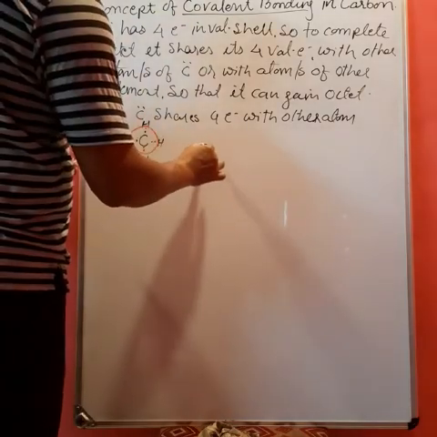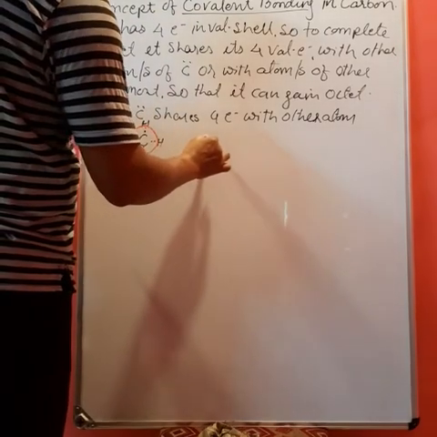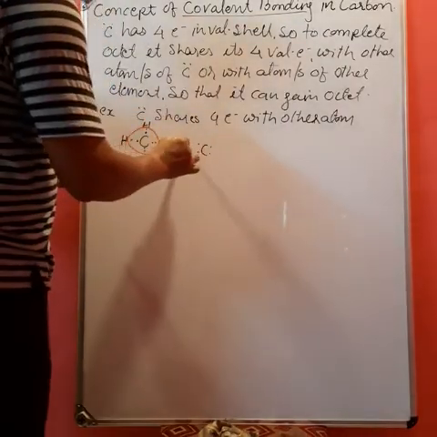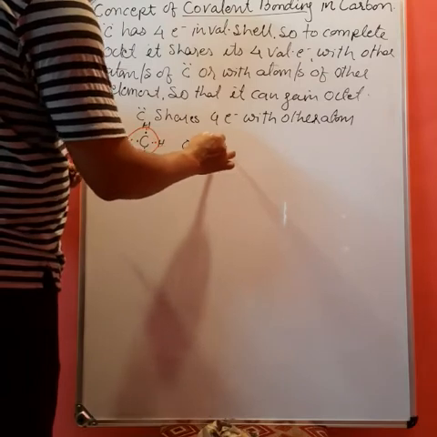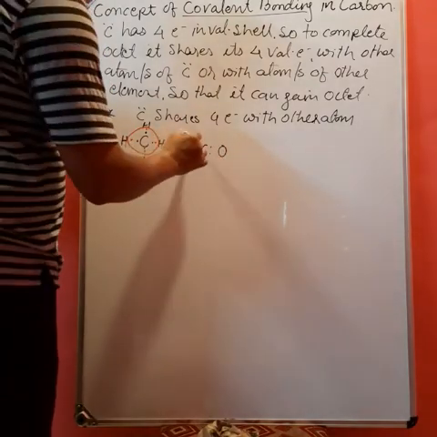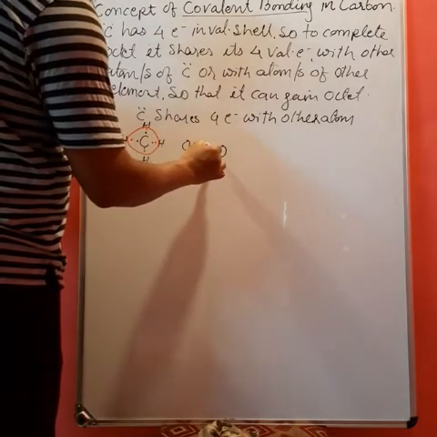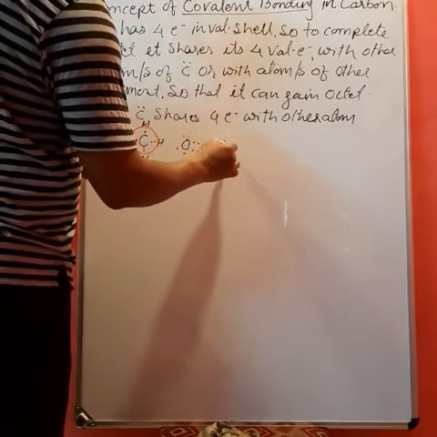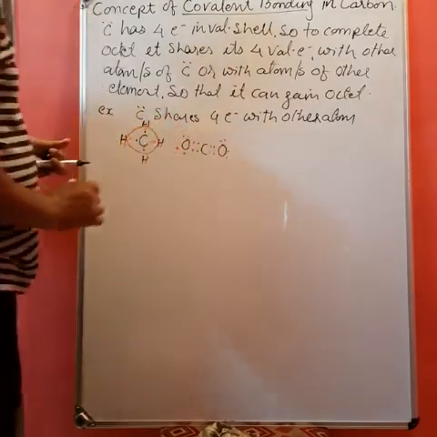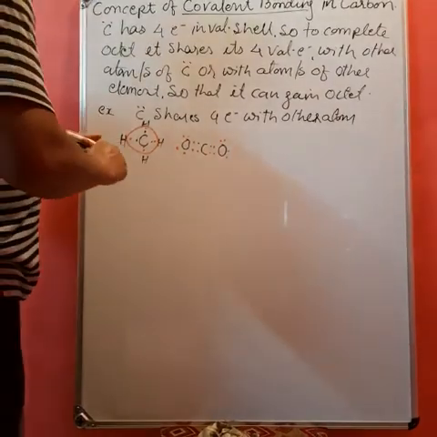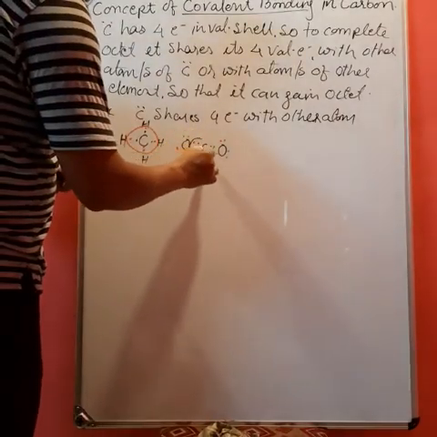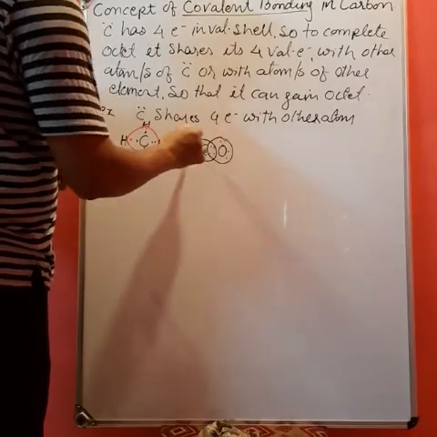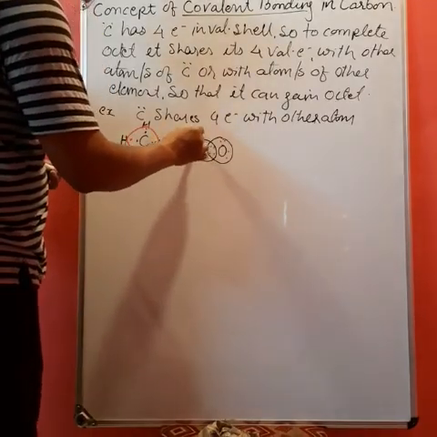Otherwise, again here we can see 1, 2, 3, 4 valence electrons of carbon. So it can share 2 electrons of oxygen. Now the oxygen has how many electrons? 6 valence electrons. Therefore, now the octet of carbon is completed as well as the octets of oxygens.